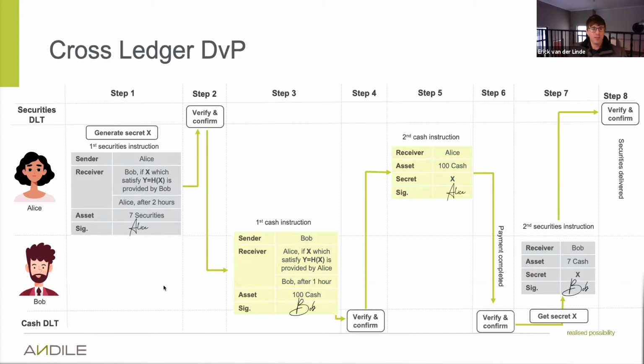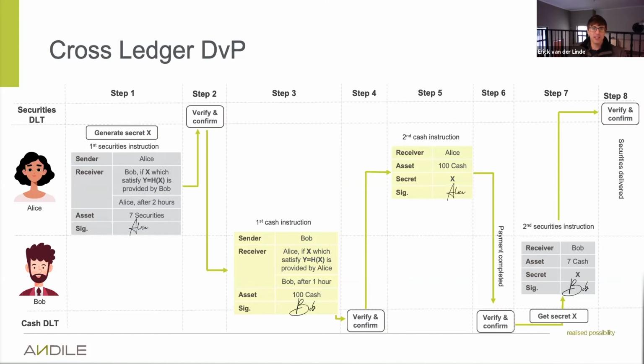So assuming Bob has finished filling in this first cash instruction, he will then submit it to the cash distributed ledger. Because this only requires Bob's signature, the cash DLT can verify and confirm that this is a valid transaction and signs it into the shared ledger or the shared state. Once Alice sees that Bob has created this transaction, she now knows that she can receive 100 in cash because she knows X. So she does exactly that.